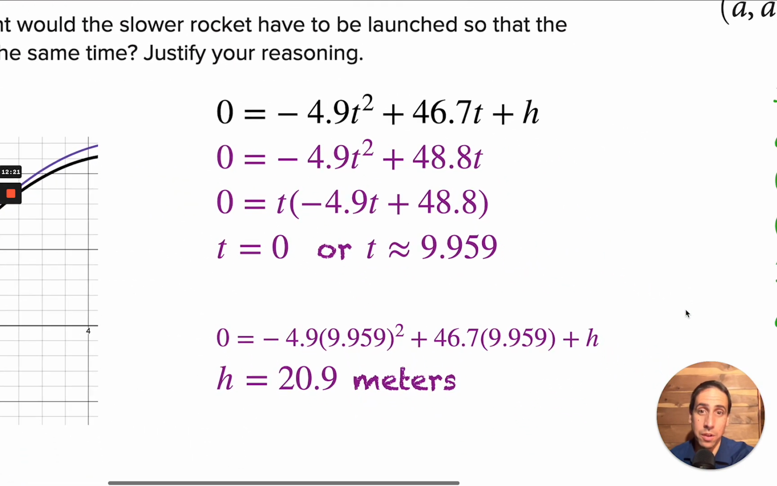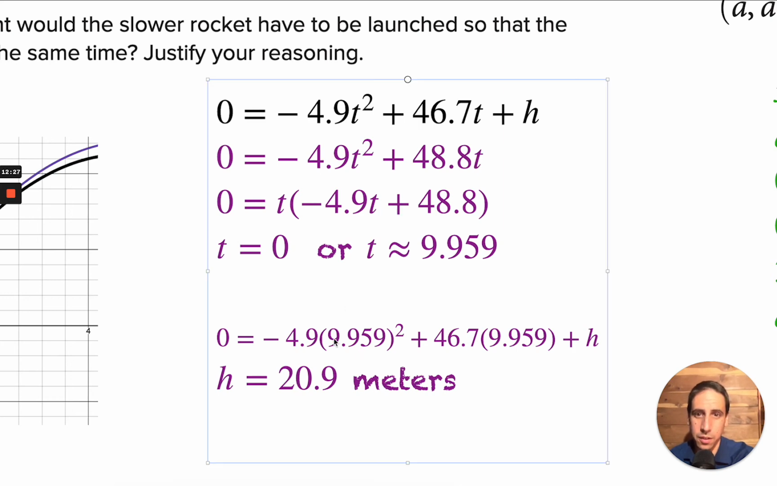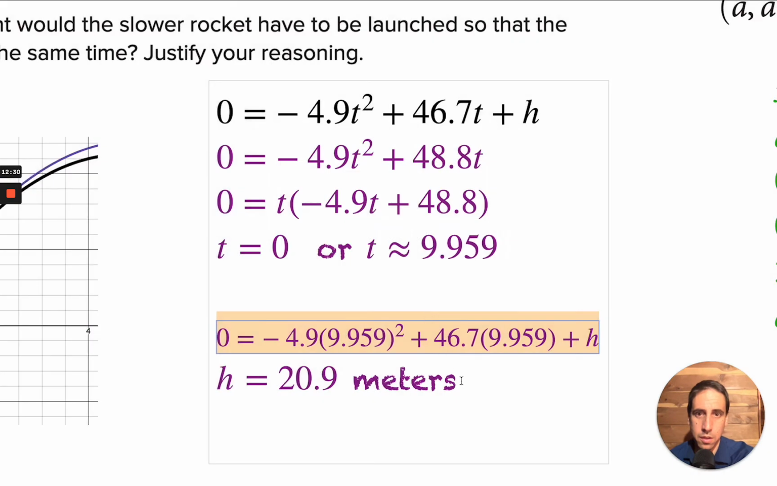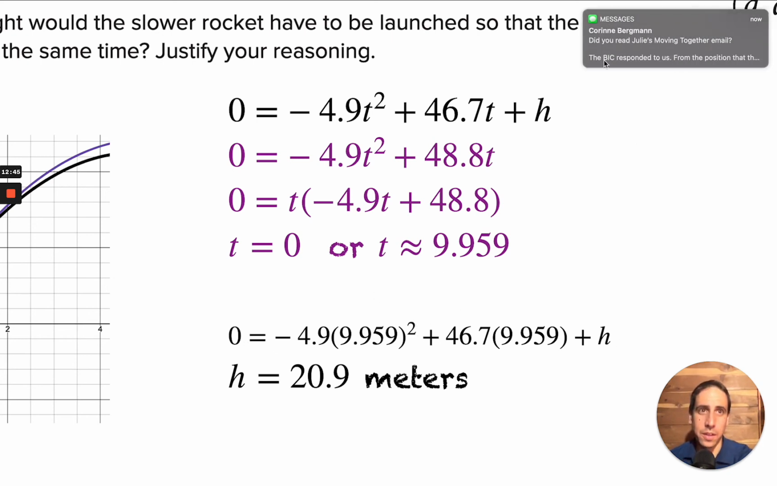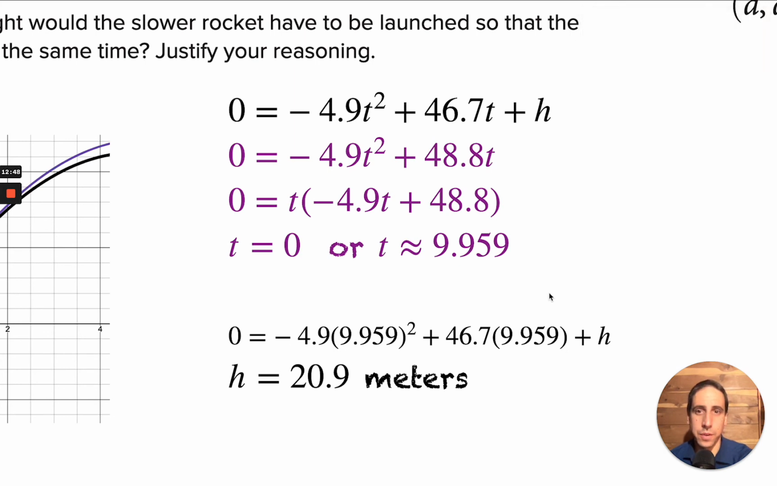So what we're going to do is take that and put it into the black equation. Oh, this should be a different color. Okay, so we're going to take the purple result and put it into the black equation to figure out what h is. So if we need the black rocket to also touch the ground at the same time, or to land at the same time, then we'll put in that time, 9.959, into the black equation, and the only thing we don't know at that point is h.